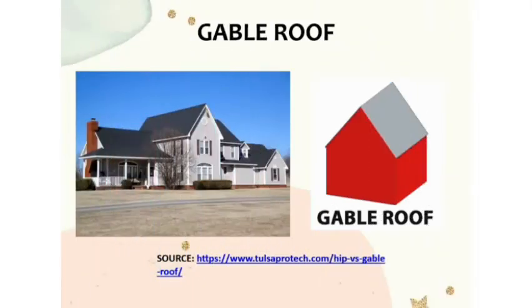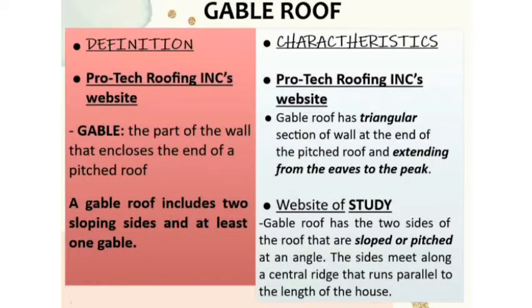I will be presenting on the gable roof. Based on the website of Protect Roofing, a gable is defined as the part of the wall that encloses the end of a pitched roof. A gable roof includes two sloping sides and at least one gable. Based on the Protect Roofing website, the characteristic of a gable roof is that it has a rectangular section of wall at the end of the pitched roof, extending from the eave to the peak.